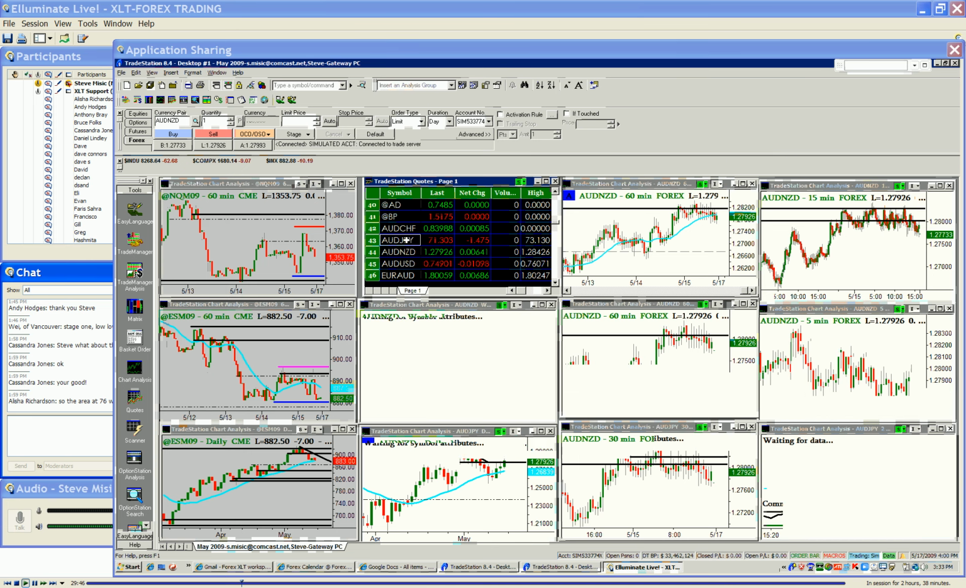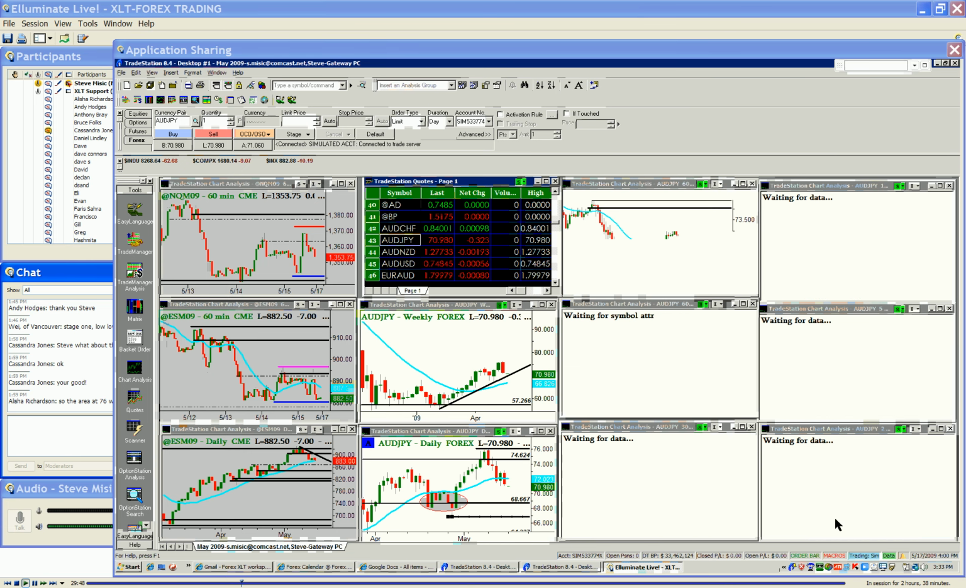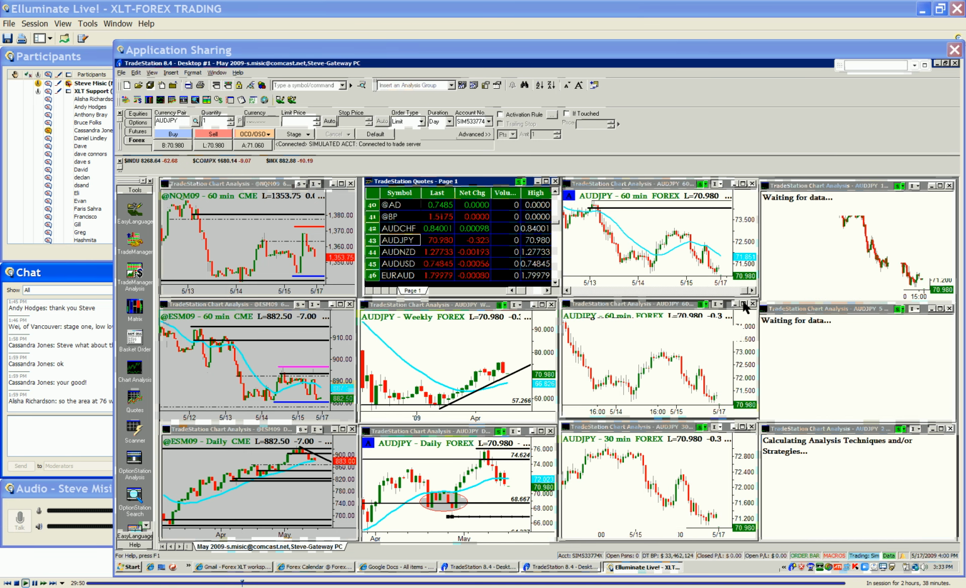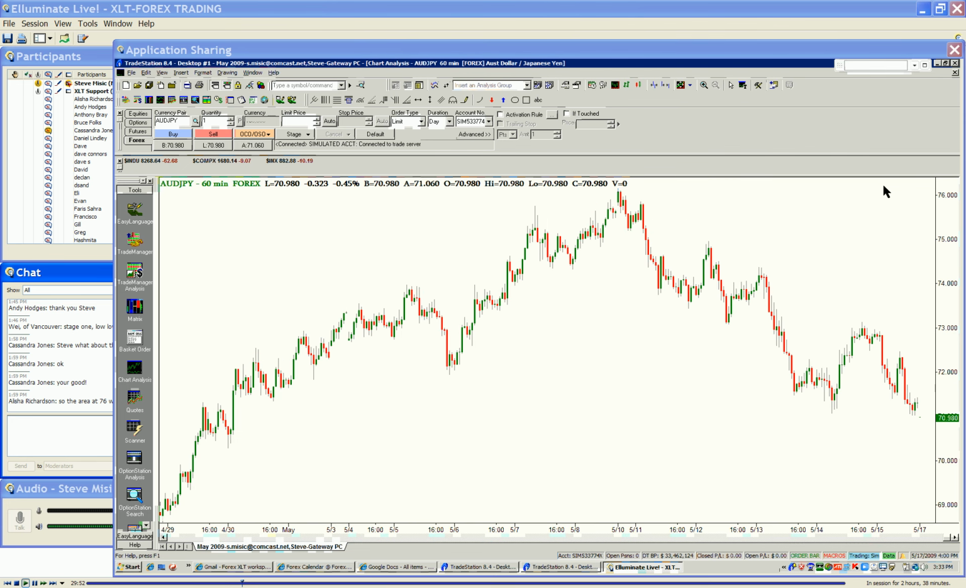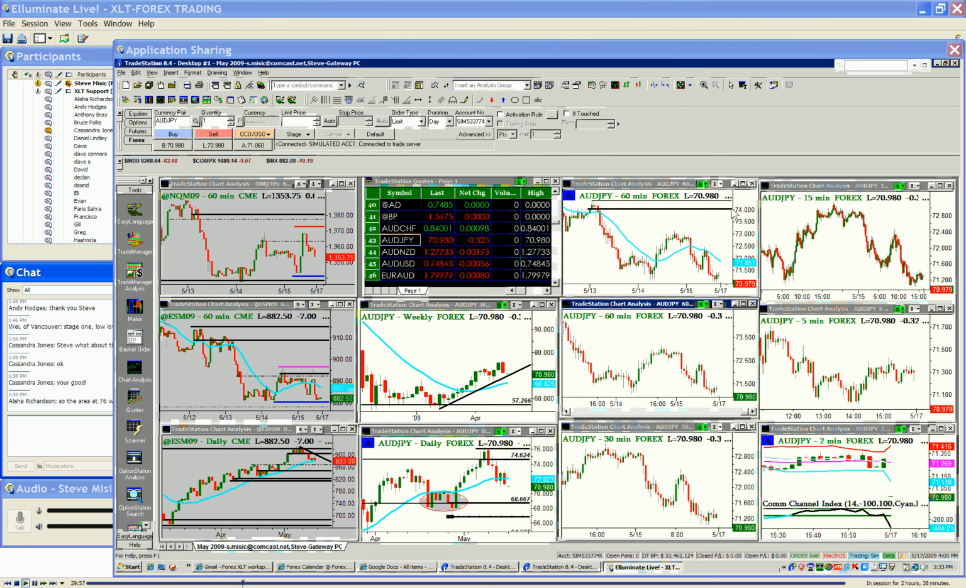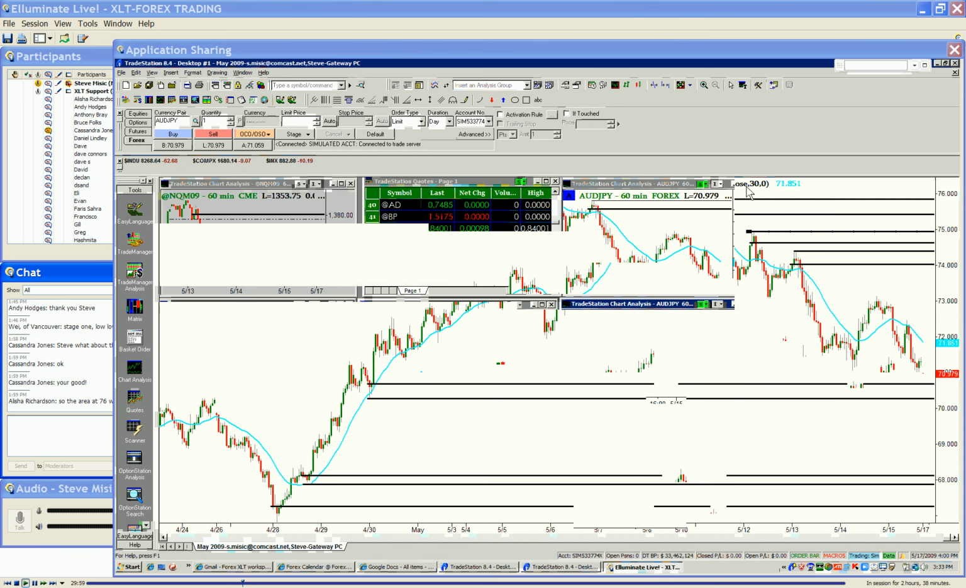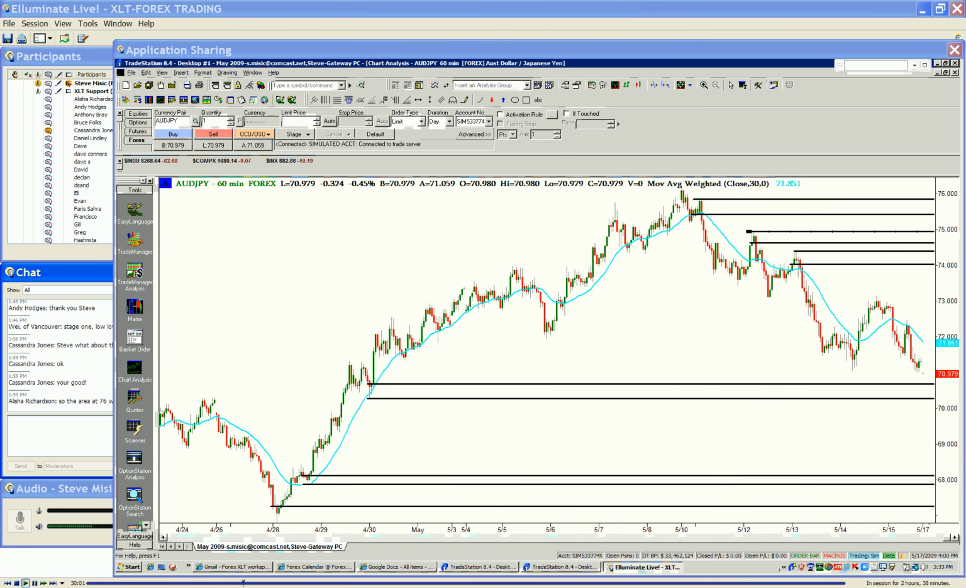Oh, Alicia's asking about the 76 area. Let me go back to that chart. Let's look at that 76 area. I kind of moved a little bit too quick. Okay, I did all of this on this chart here. The 76 area.